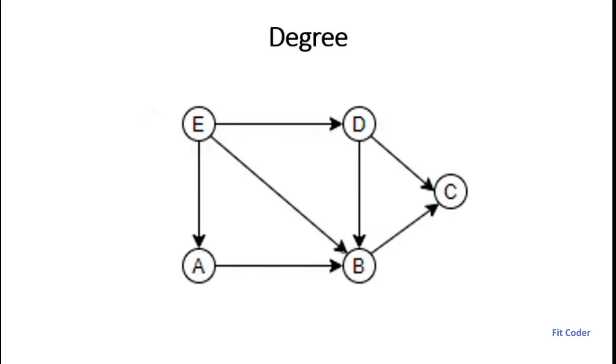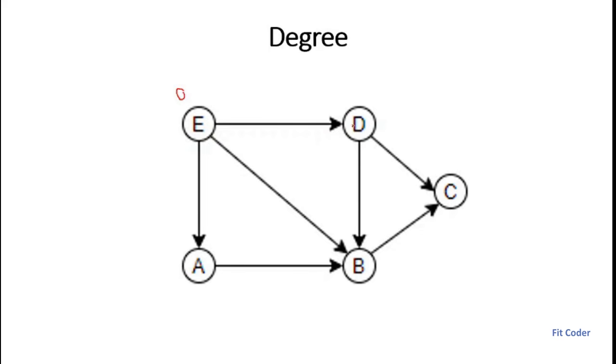So let's say you have this graph. So we have to compute in degree and out degree for each vertex. So let's compute in degree. What is the in degree for the vertex E? We can see there is no arrow pointing inwards to vertex E. So the in degree is 0.